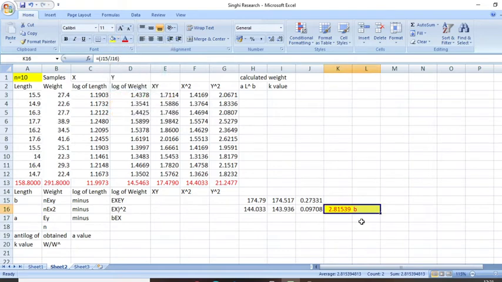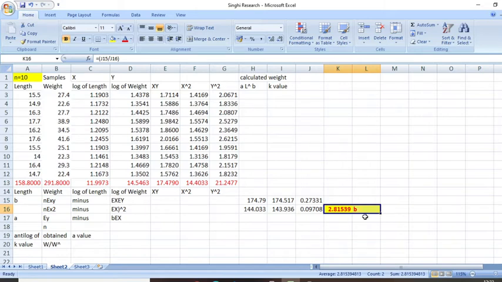See, this is your b value. B is nothing but the slope or the regression coefficient. So in theory one might expect that the exponent b would have a value of roughly 3, that is isometric growth. If it is beyond 3 or less than 3, it may be considered positive and negative allometric growth respectively.